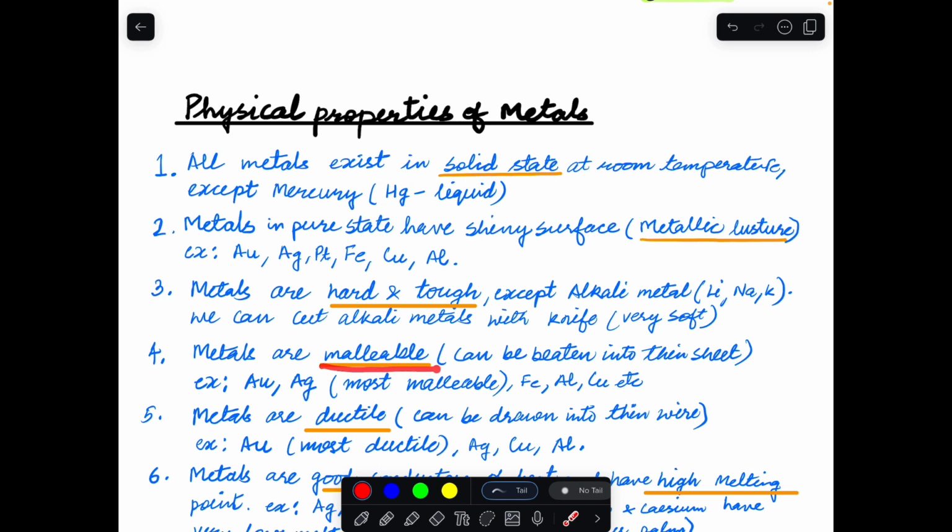Metals are malleable. That means if we beat them with a hammer, we will get a very fine thin sheet of metal, and the metal will not break into pieces. This is called malleability. And the most malleable metals are gold and silver. Other metals which have malleability to a good extent are iron, aluminium, and copper. Therefore aluminium sheets or iron sheets are used for construction.